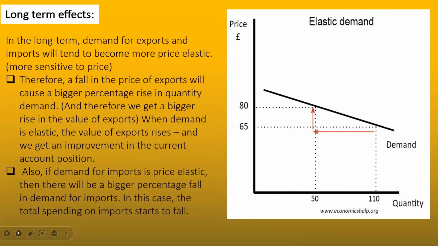Long-term effects. In the long term, demand for exports and imports will tend to become more price elastic. Therefore, a fall in the price of exports will cause a bigger percentage rise in quantity demanded. When demand is elastic, the value of exports rises and we get an improvement in the current account position. Also, if demand for imports is price elastic, then there will be a bigger percentage fall in demand for imports. In this case, the total spending on imports starts to fall.